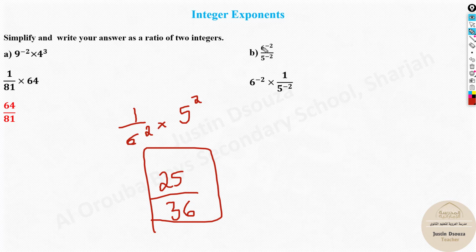So all you do is take the numerator to the denominator, that becomes 1 by 6 squared, and from the denominator take it to the numerator, it becomes 5 squared above. So 5 squared is 25 by 36. That is the final answer. So this is how you can solve these simple problems on integer exponents.